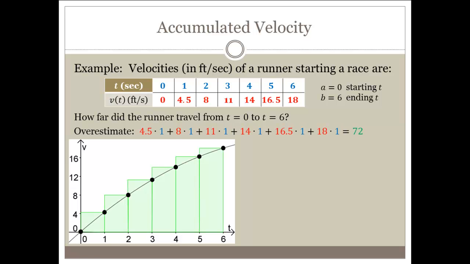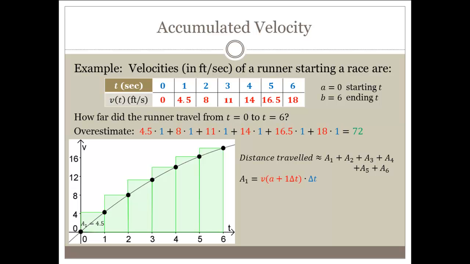Interpreting this graphically, we have that the distance traveled is roughly the area of the first rectangle, A1, plus the area of the second rectangle, A2, plus the area of the third rectangle, A3, plus A4, plus A5, plus A6.